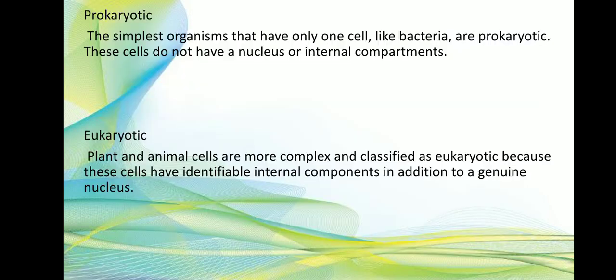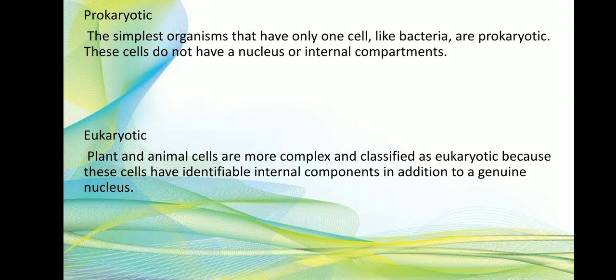Prokaryotes, the simplest organisms that have only one cell like bacteria, are prokaryotic. These cells do not have a nucleus or internal compartments, meaning the prokaryotic cell lacks a nucleus but has a region in the cell termed the nucleoid, in which a single chromosome, a circular double-stranded DNA molecule, is located.